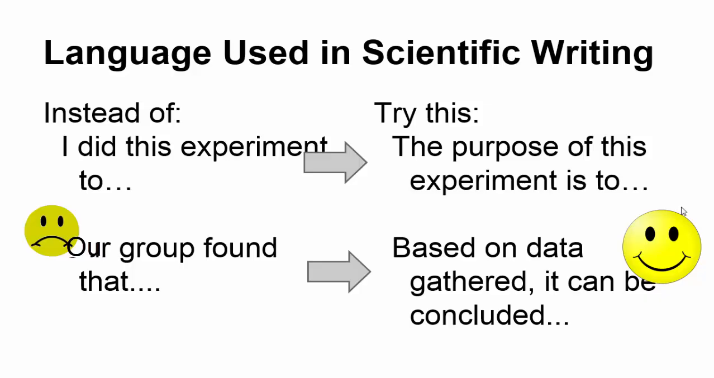So here are a couple examples of not so good scientific writing on the left and then better scientific writing on the right. So you don't want to say I. Using the would be much better. Here it says our group found that. You don't want to use our because, again, that is a personal pronoun and we don't use those in lab writing. But you could say, based on the data gathered, it can be concluded, and that would be an example of good scientific writing. So you want to stay in this area to the right over here. And more on that in Lab Report Writing 201.